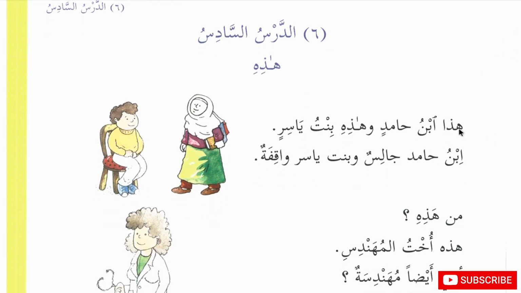هذا ابن, because there's that hamzatul wasl here, so we have to join it. هذا ابن حامد وهذه بنت ياسر. This is the son of Hamid and this is the daughter of Yasir. So Ibn, son, is male, so it's هذا. Bint, daughter, is female, so we use هذه here. This is the daughter of Yasir.